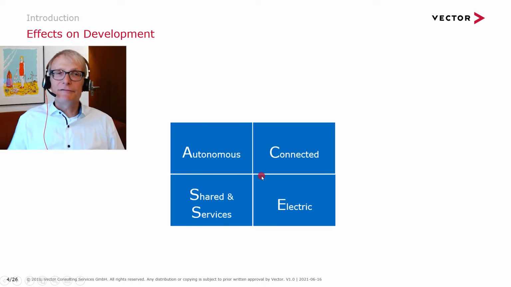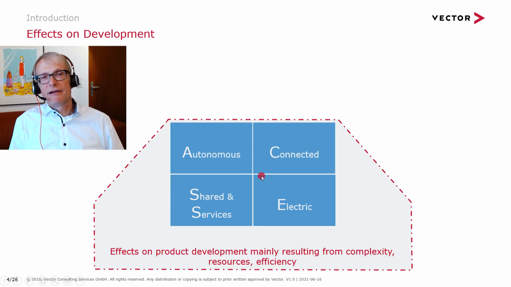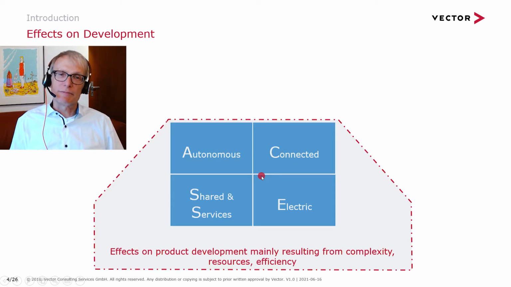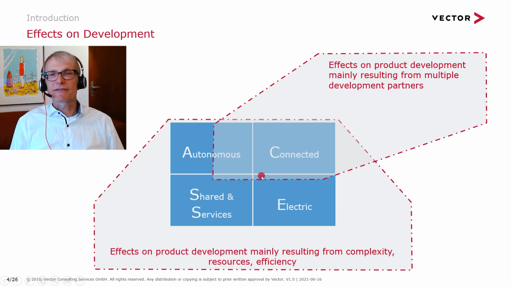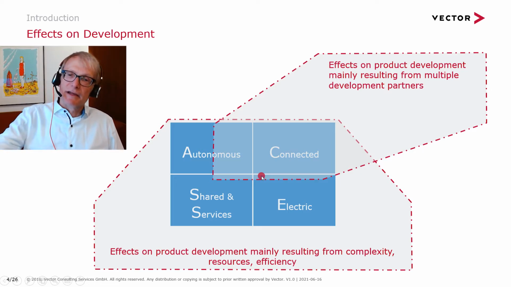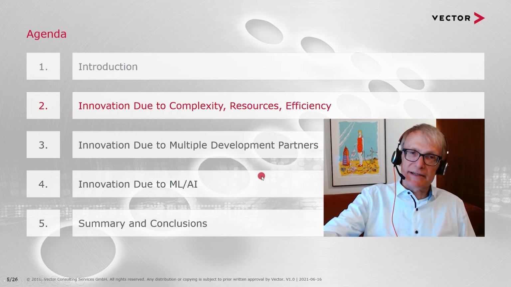So what are the effects on development? So first of all, we see effects on product development mainly resulting from complexity, resources, and efficiency. In addition to that, we see effects on product development resulting from multiple development partners. And last but not least, we see effects on product development mainly resulting from machine learning and artificial intelligence. So let's get into more detail on these.